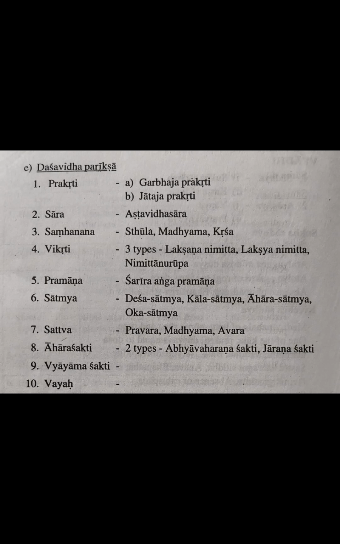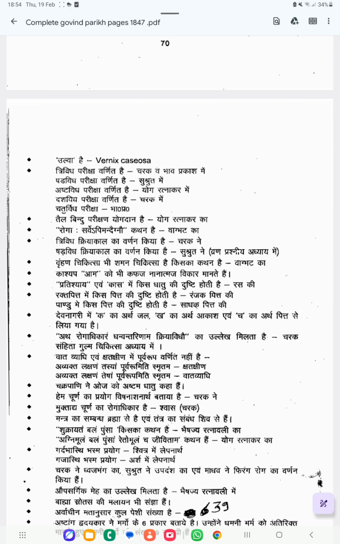Then Vyayama Shakti, then Vaya, that is the age of the person, whether a child, or middle age, or young age, or an old age person. Accordingly we also have to decide the dosage of the medicines. And some disorders affect only a particular age, so all these things we can analyze through the age. So these are the Dashavida Pariksha: Prakriti, Sara, Samhanana, Vikriti, Pramana, Satmya, Sattva, Ahara Shakti, Vyayama Shakti, Vaya. These are the 10 things we have to examine. This is told by Charaka.